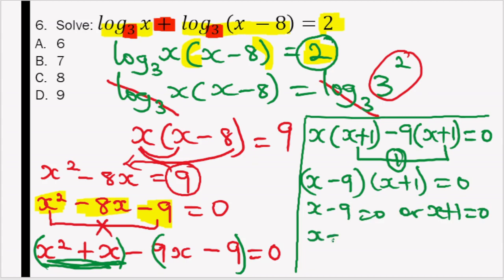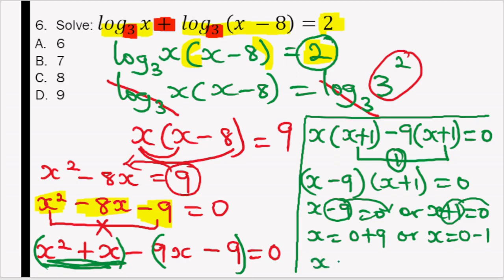So x is equal to, when minus 9 crosses the equation sign, it will be 0 plus 9, and on the other hand, x is equal to, when plus 1 crosses the equation sign, it becomes 0 minus 1. So the value of x is equal to 9, or x is equal to minus 1.